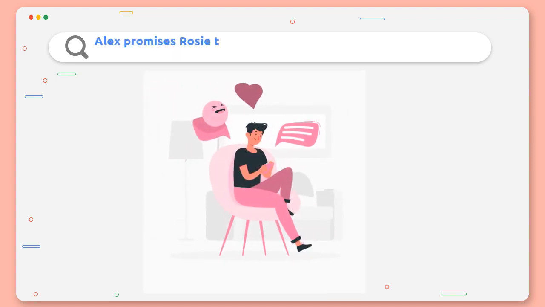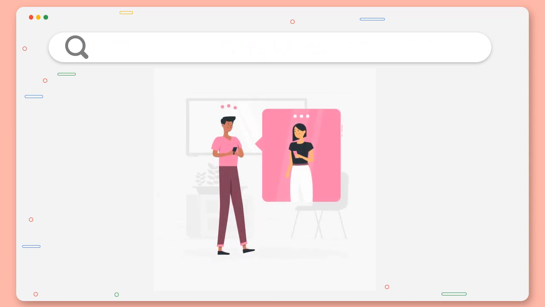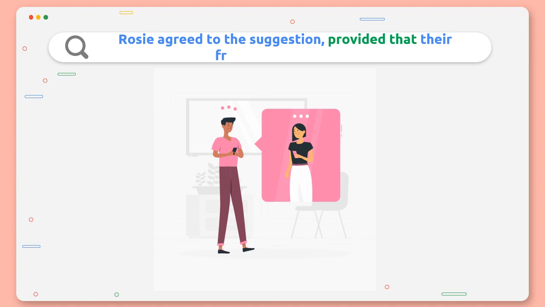Alex promises Rosie that he will do whatever he can to help her cope with the stress. One day, Alex texted Rosie at work and told her that maybe they should try to exercise to help both of them mentally and physically. Rosie agreed to the suggestion, provided that their friends joined them too. It will be more fun, she said. So, they asked a few friends to join them, and without hesitation, they all agreed.